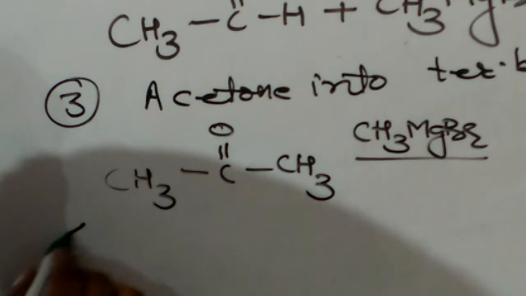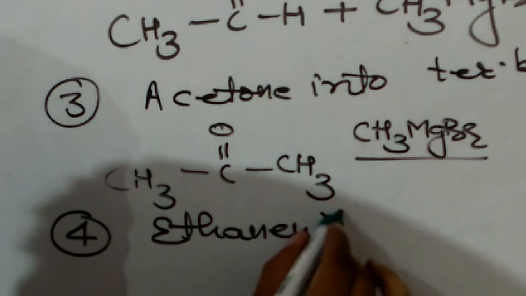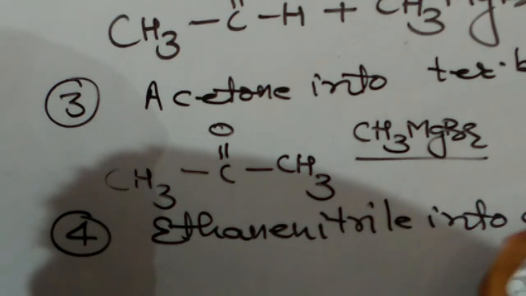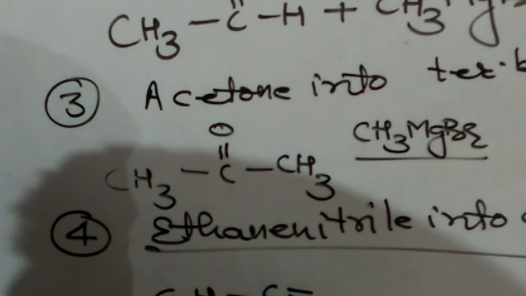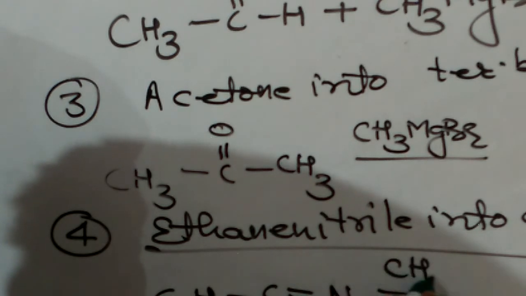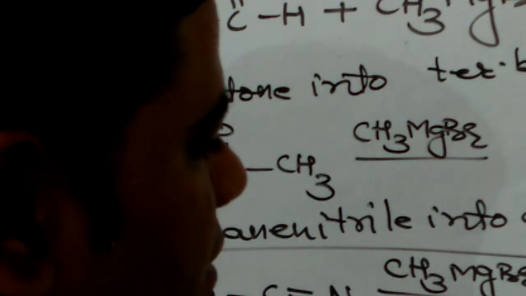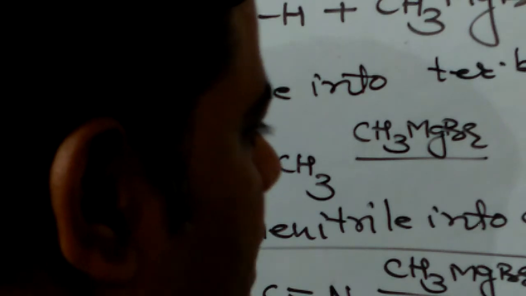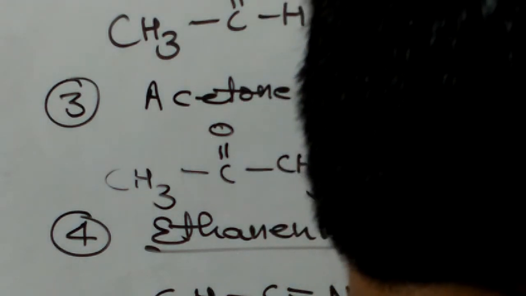Fourth question might be, convert ethane nitrile into acetone. For ethane nitrile, formula is CH3CN. We have to increase one carbon, so add CH3MgBr to it. The nucleophilic addition takes place, giving CH3 C(CH3)=N MgBr. Then hydrolyze it with water. Then the product formed will be acetone plus ammonia plus Mg(OH)Br.